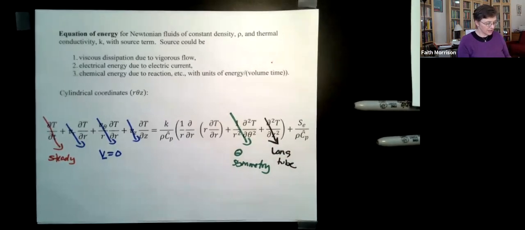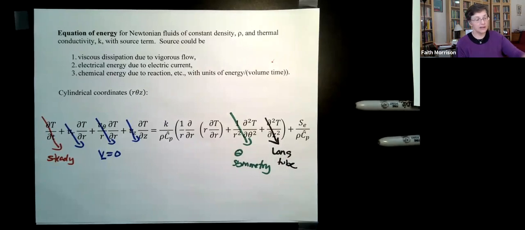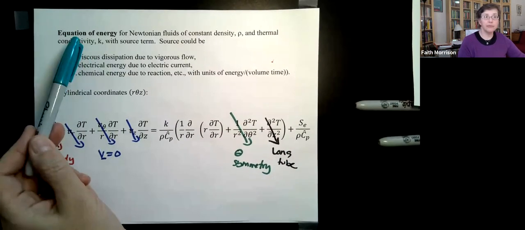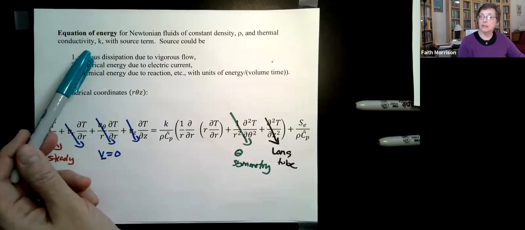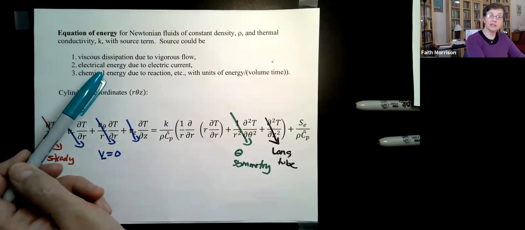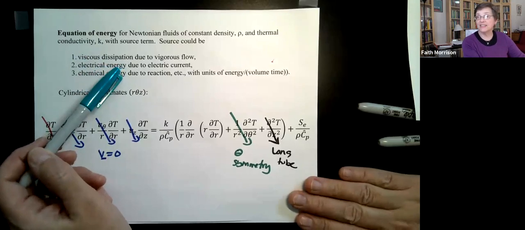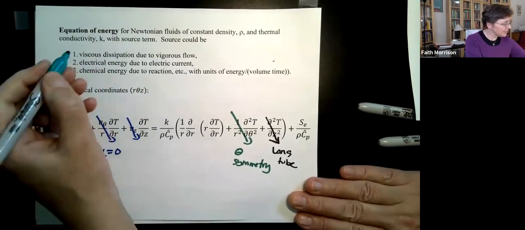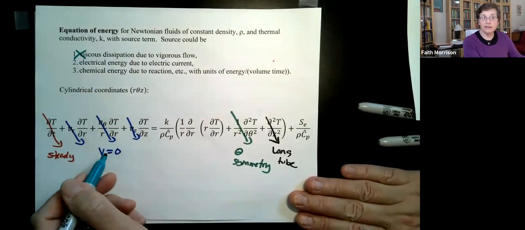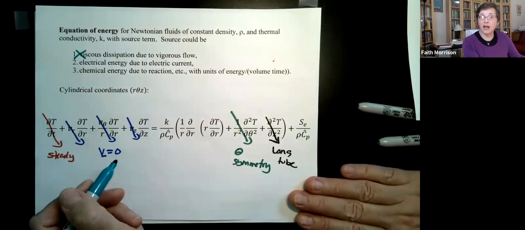And the final expression is related to the source term. So I've put here at the top of the sheet the typical types of places where there might be a source of heat. There might be viscous dissipation. If there were a velocity, there could be viscous dissipation. So there's no non-zero velocity. So that one's not producing extra heat.